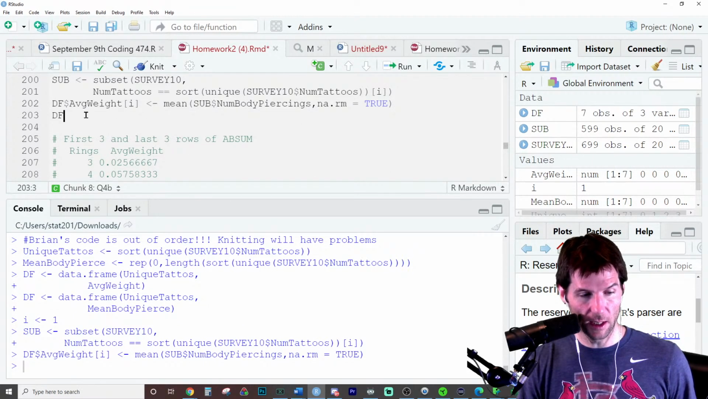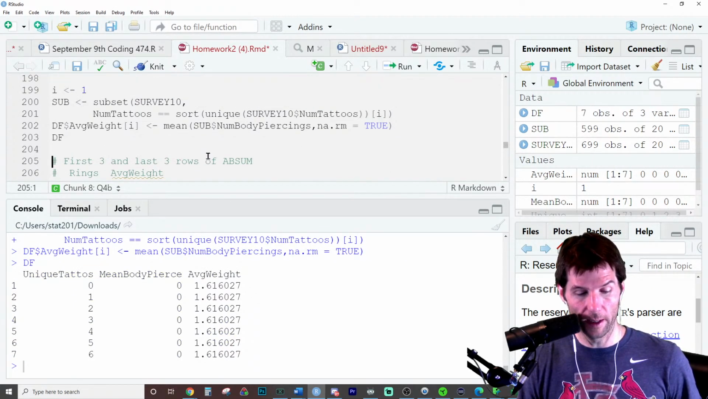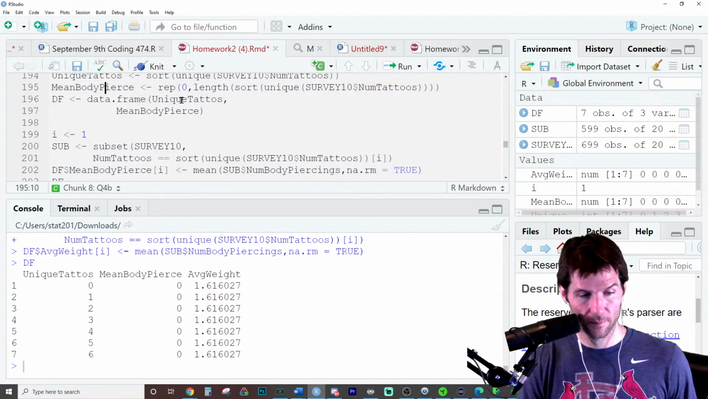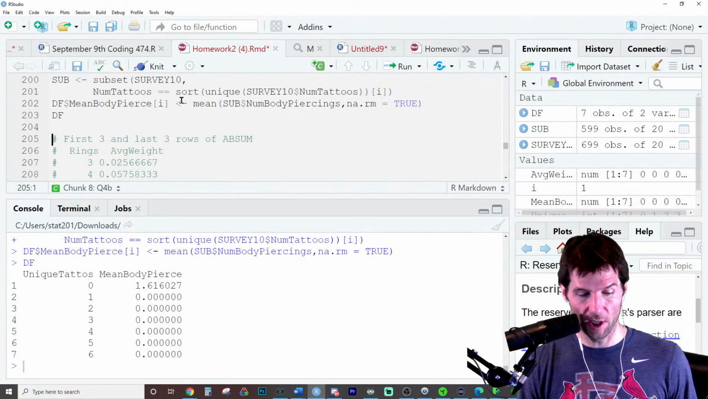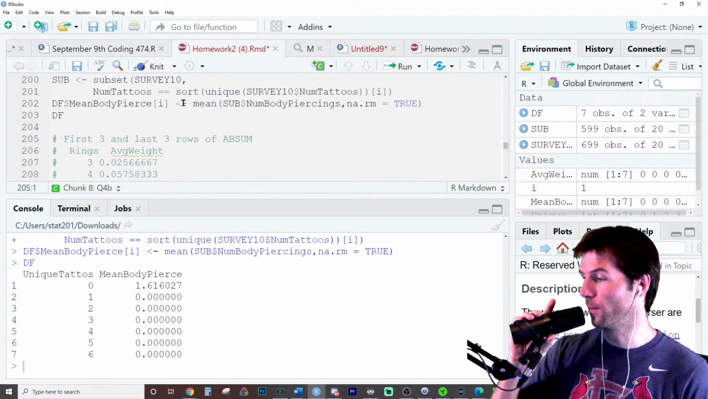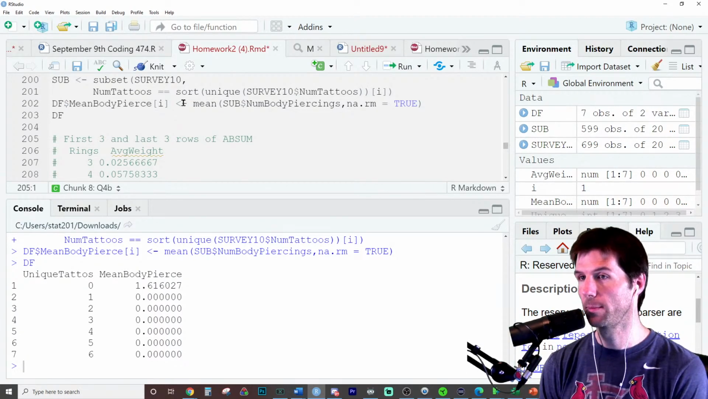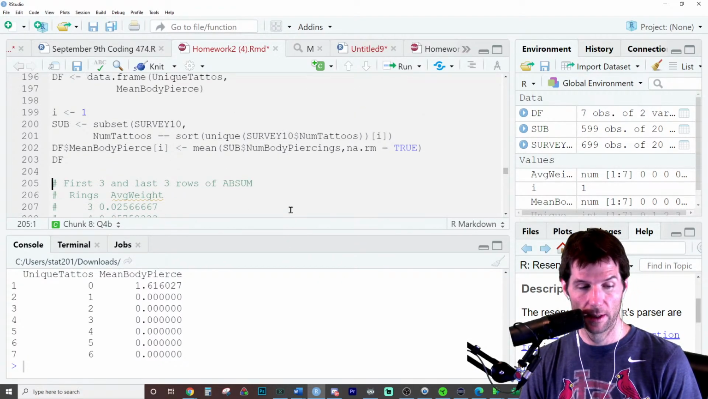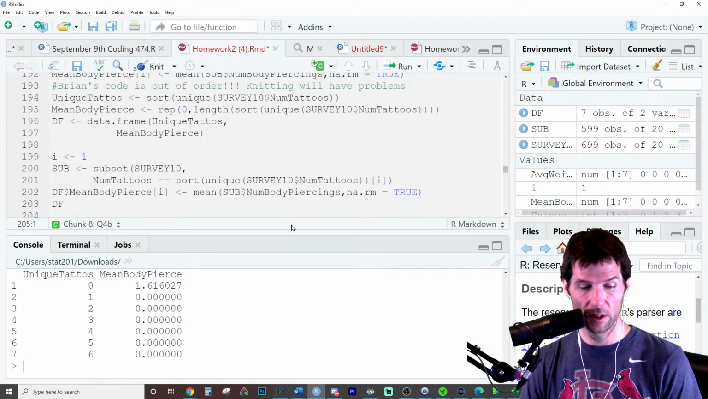Okay, now let's look at our data frame. Ooh, what do we got going on? Store into, oh, I still have average weight right there. We want mean body piercings. Check what you get. Is that looking correct or no? Make sure your code does what you want.